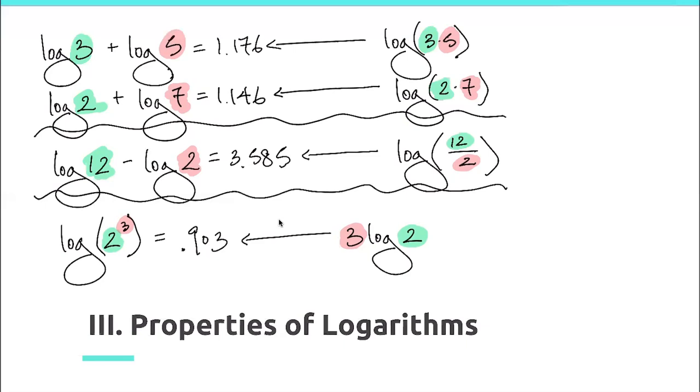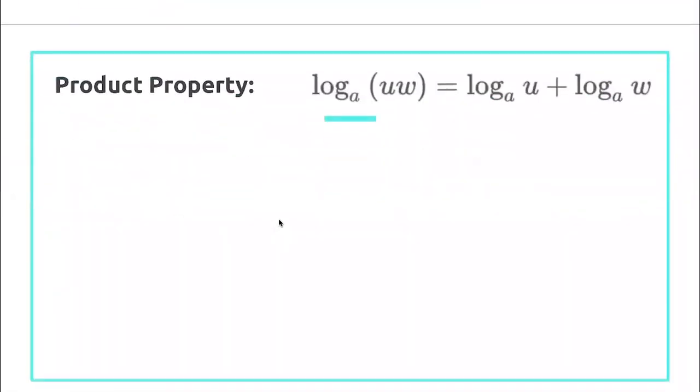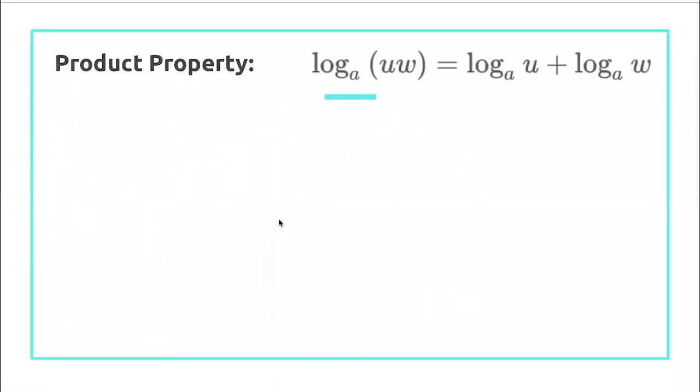So the last thing we're going to talk about today is to do these rules, but with variables, so that you know that these rules are true no matter what the numbers are, okay? All right, so this first one right here is called the product property. And that says that if you have log base A of u times w, or 2 things times each other, you can expand it to be log base A of u plus log base A of w. All right, so you can read it this way.